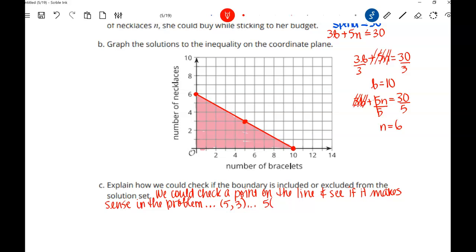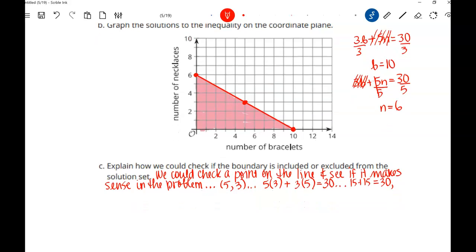That's 5 bracelets and 3 necklaces, and see if it's equal to 30. And 15 plus 15 does equal 30. So 5, 3 is on the line.